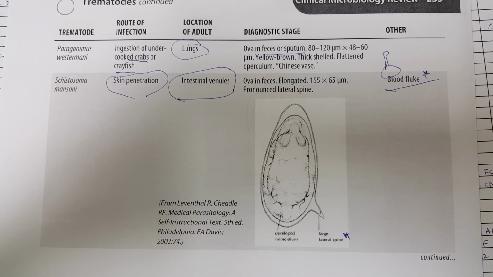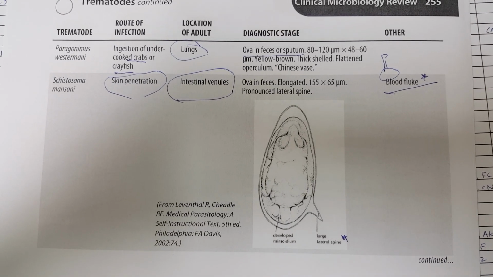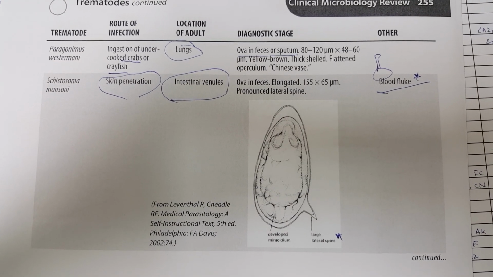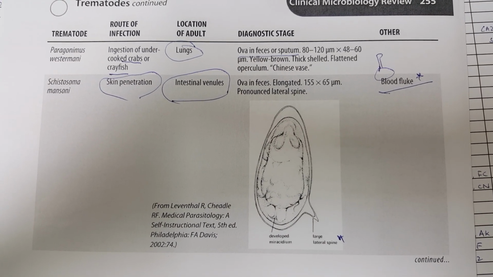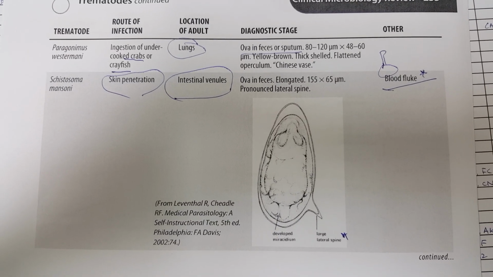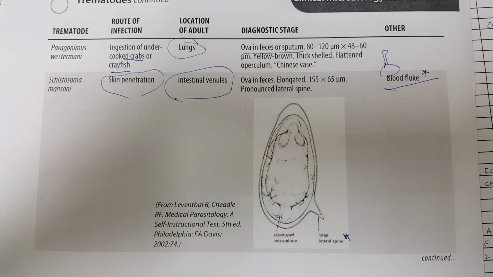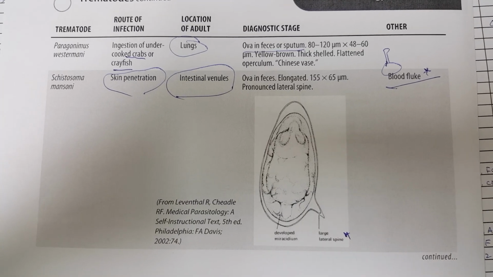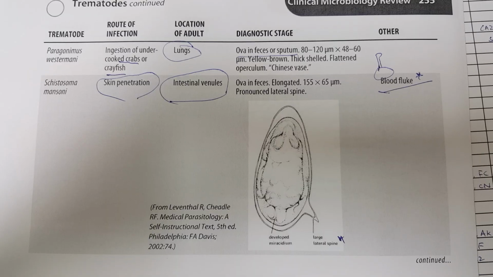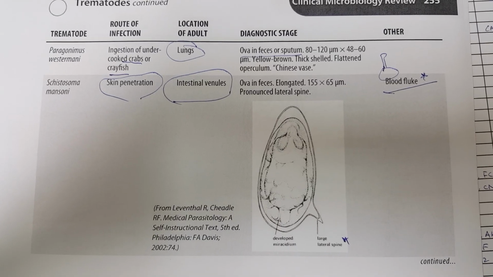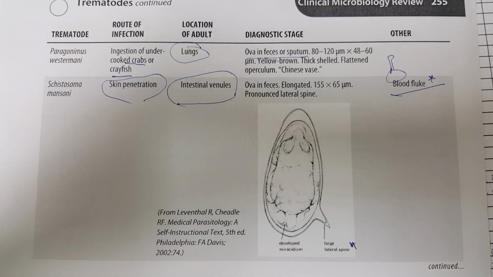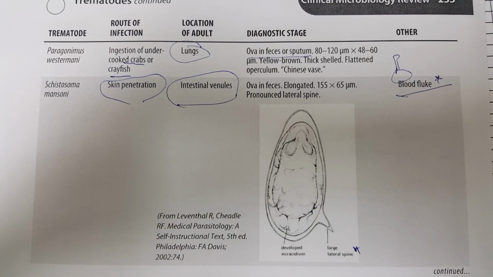Schistosoma mansoni is acquired through skin penetration, and the adult worms live in the intestinal venules. The ova in the feces are elongated with a pronounced lateral spine. It has a large lateral spine, and it is a blood fluke, Schistosoma mansoni, and it looks just like a flask, a Chinese flask. You can find it here.